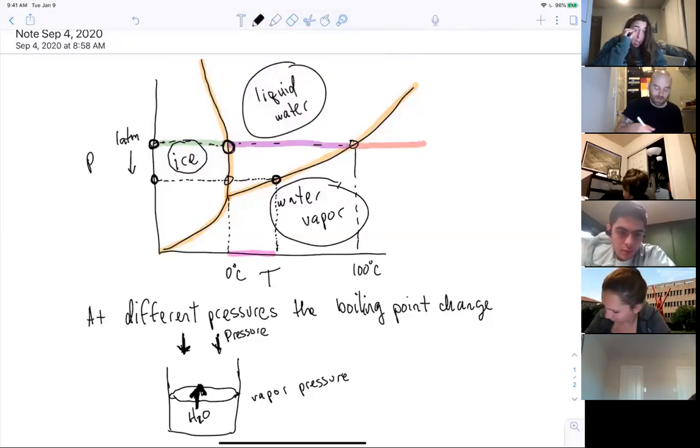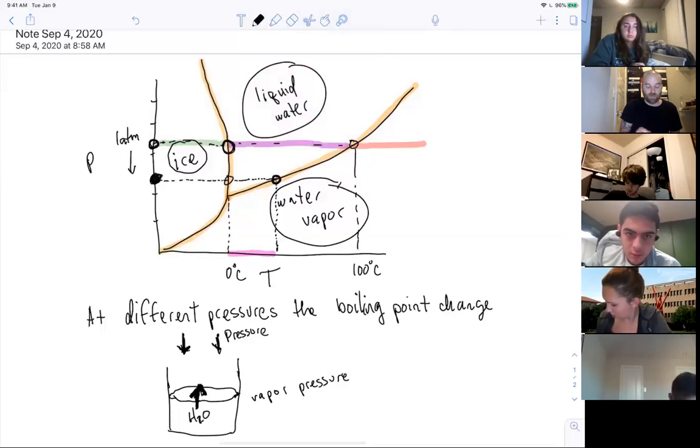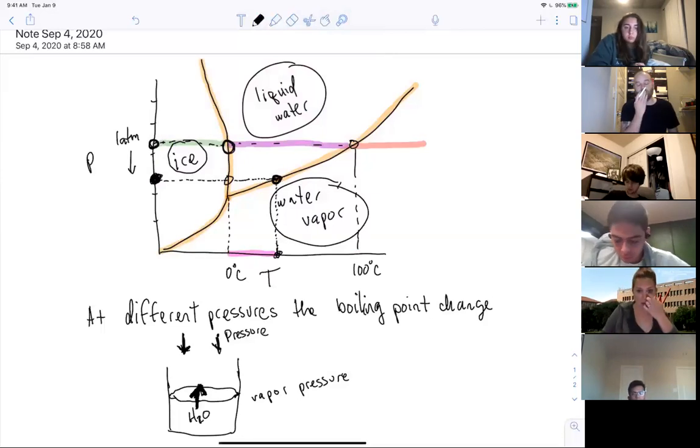So if I actually had the axes here labeled with actual notches so you could see quantitatively, you could just look at this diagram and very quickly say, well, at whatever this pressure is here, like 0.5 atmospheres or whatever, I know that my boiling point is now going to be whatever this temperature is, like 30 degrees or something.